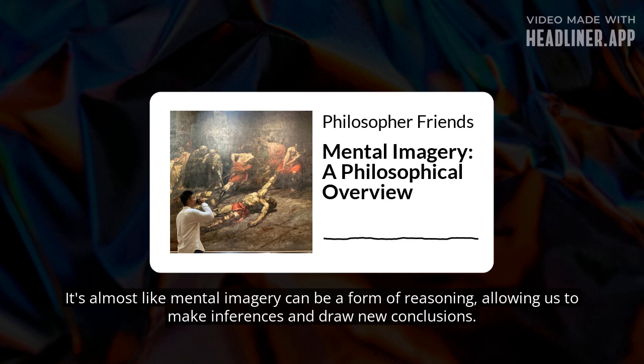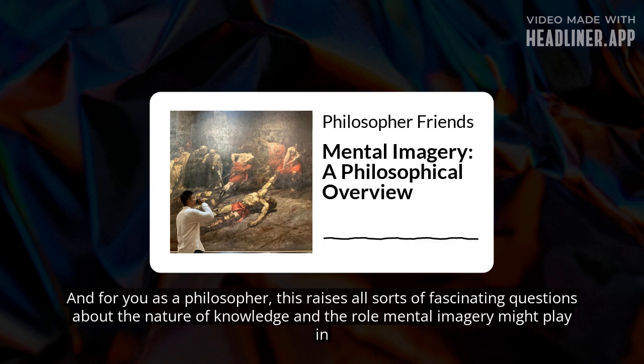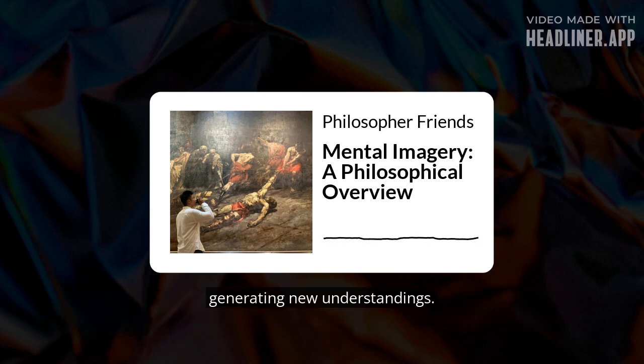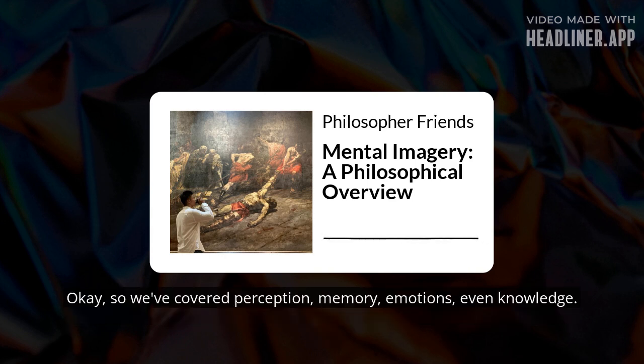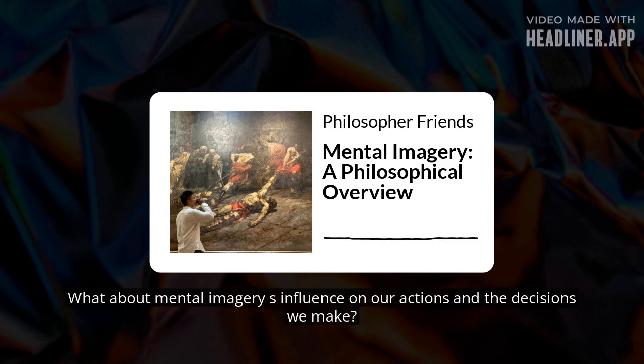It's almost like mental imagery can be a form of reasoning, allowing us to make inferences and draw new conclusions. And for you as a philosopher, this raises all sorts of fascinating questions about the nature of knowledge and the role mental imagery might play in generating new understandings. My mind is spinning. Okay, so we've covered perception, memory, emotions, even knowledge. What about mental imagery's influence on our actions and the decisions we make?